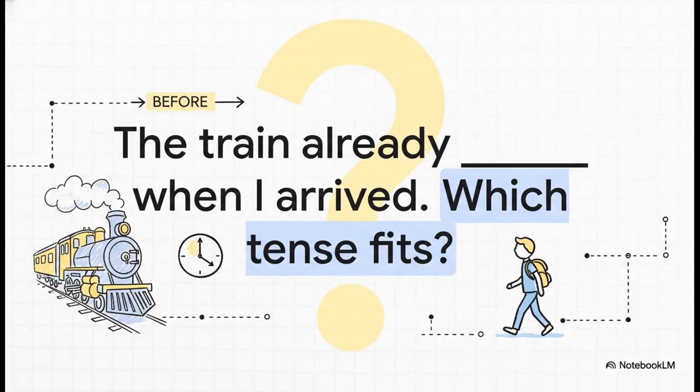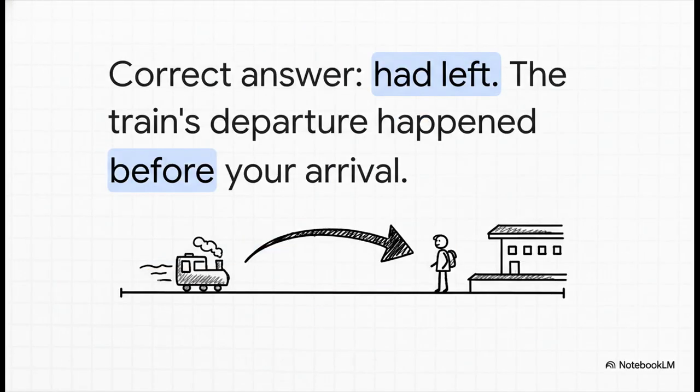Let's test this concept. We've got two actions here, both in the past, my arrival and the train's departure. Which tense do you use to show that one of those past actions happened before the other one? The answer is had left. The past perfect is the ideal tool for sequencing past events. It's like a signpost for the person you're talking to, telling them, hey, pay attention, this first thing happened even before the second thing I'm about to mention.